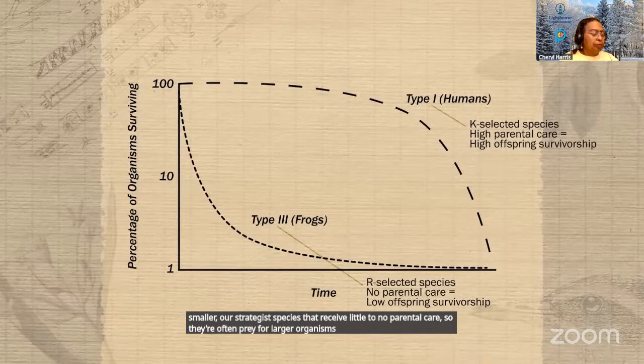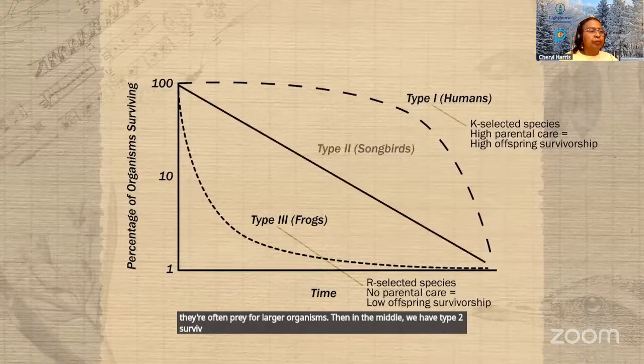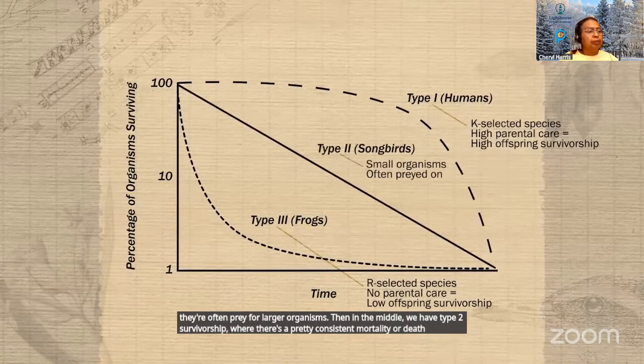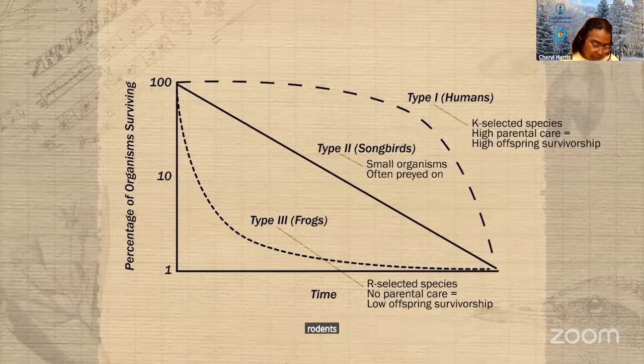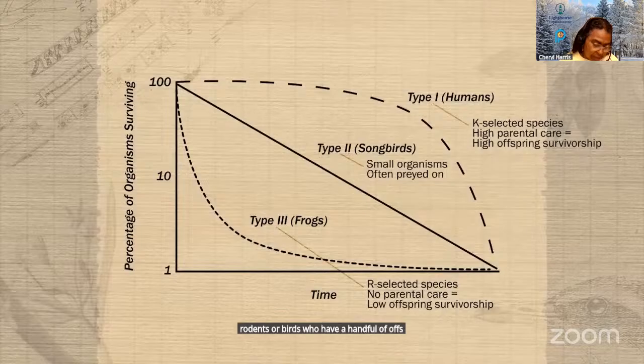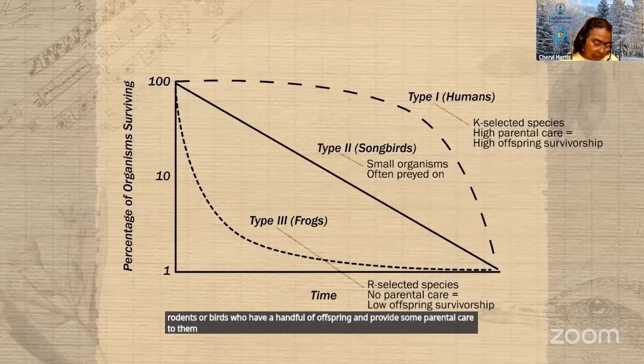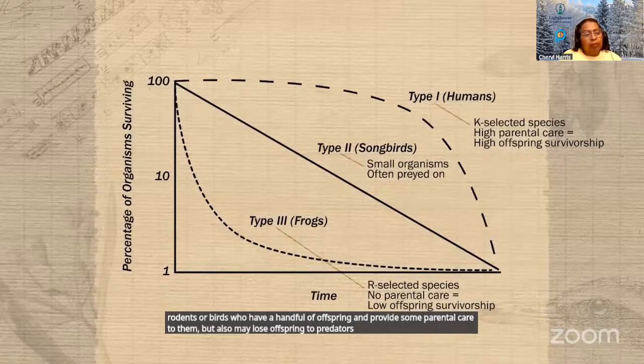Then in the middle, we have type 2 survivorship, where there's a pretty consistent mortality or death rate throughout the relative lifespan of the species. These are often K-selected species like small rodents or birds who have a handful of offspring and provide some parental care to them, but also may lose offspring to predators or just lack of ability to provide enough food to them.